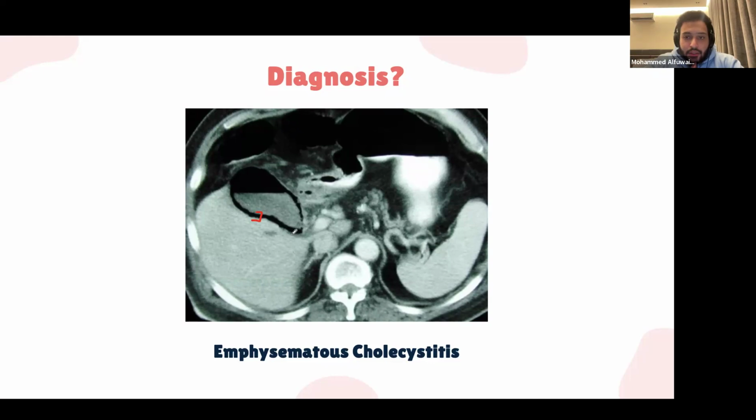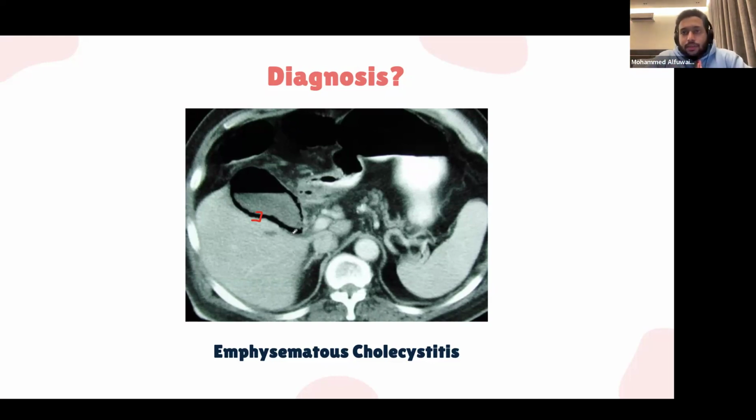What do you need to do for this patient? Remove it, exactly. Remove the gallbladder. Cholecystectomy, exactly. So you do a cholecystectomy. When you do a cholecystectomy is not too important, but basically you can divide it into mild, moderate and severe.